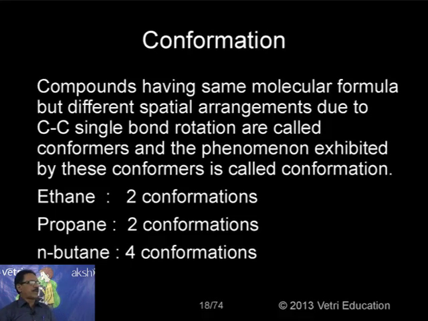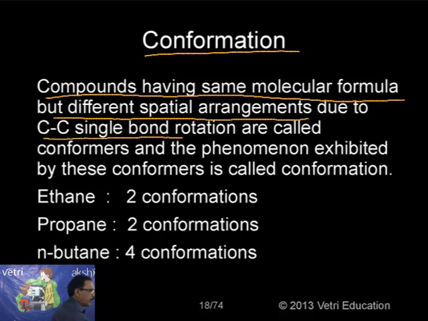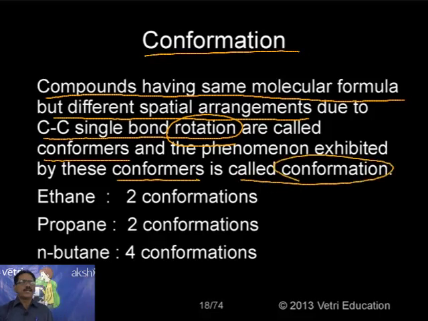Before entering into the Newman projection, the most important term you must understand is conformation. Compounds having the same molecular formula but different spatial arrangements due to carbon-carbon single bond rotation are called conformers, and the phenomenon exhibited by these conformers is called conformation. If any question is asked in an interview or in an examination, what is conformation, this is the definition. Let me repeat again: compounds having the same molecular formula but different spatial arrangements due to carbon-carbon single bond rotation are called conformers, and this phenomenon exhibited by these conformers is called conformation.